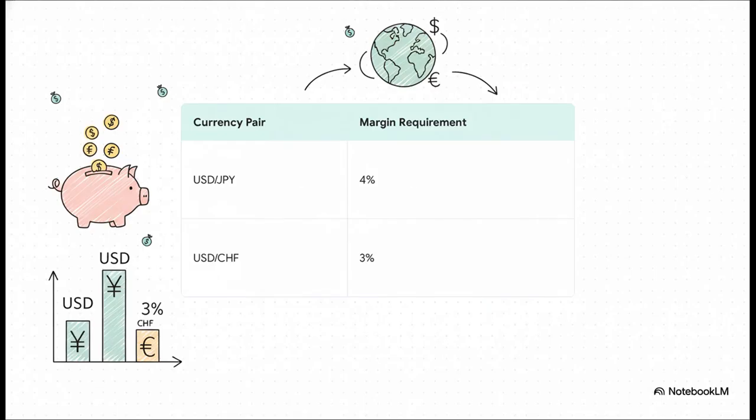All right, here's our setup. We're going to open two different trades, and both are for 10,000 units. Our first position is USD/JPY, and that one has a 4% margin requirement. The second is USD/CHF with a 3% requirement. Ready? Let's do the math.